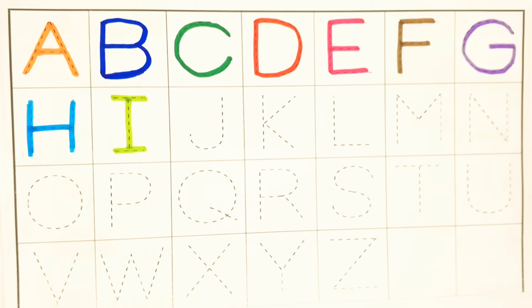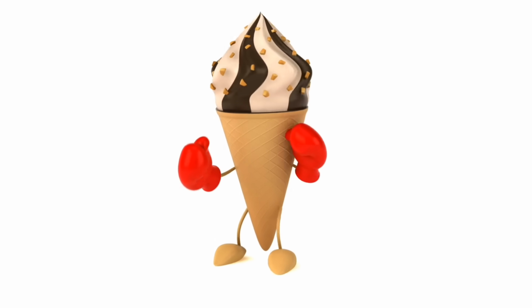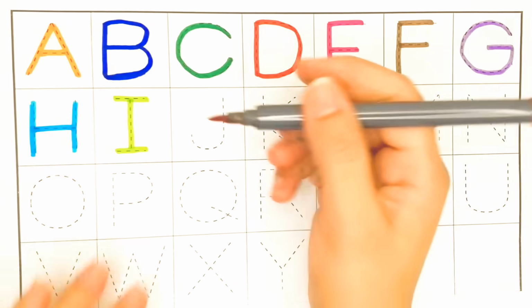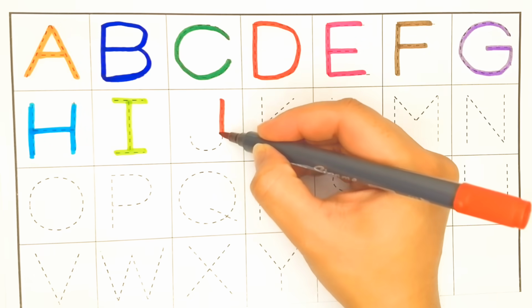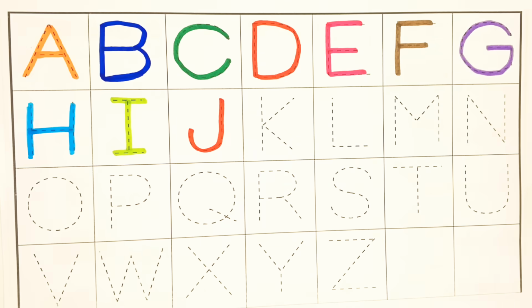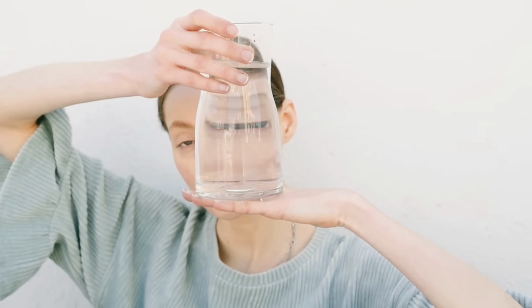Capital I. I for ice cream. Ice cream is cold and sweet. Capital J. J for jug. Water is in the jug.